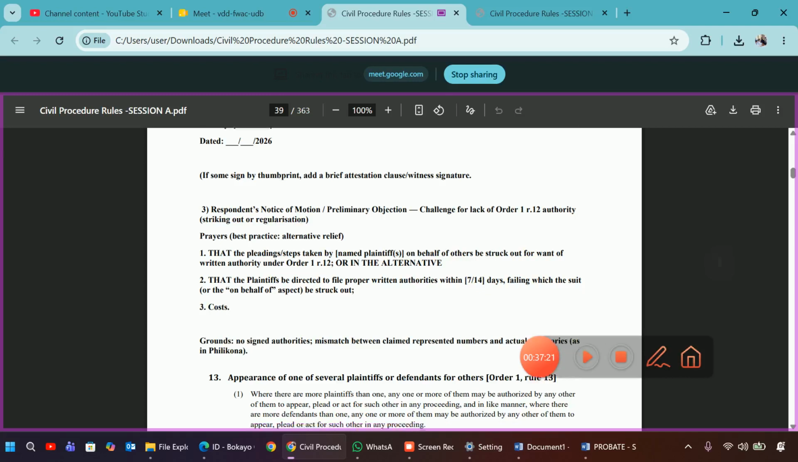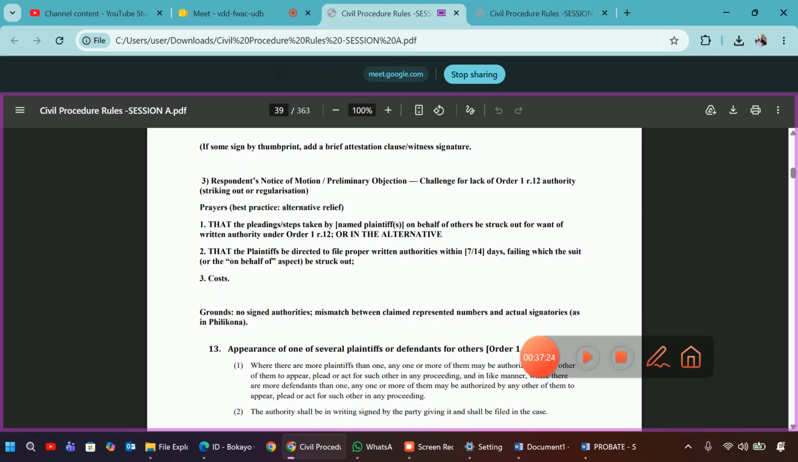So generally, this key point number 3 is where we have the respondent's notice of motion or preliminary objection, challenging for lack of Order 1, Rule 12 authority. So these are the prayers that you will seek if you're the defendant and you have realized that the plaintiffs have no authority to act. The pleadings or steps taken by the named plaintiffs on behalf of others be struck out for want of written authority under Order 1, Rule 12, or in the alternative, that the plaintiffs be directed to file proper written authorities within a number of days, failing which the suit will be struck out.